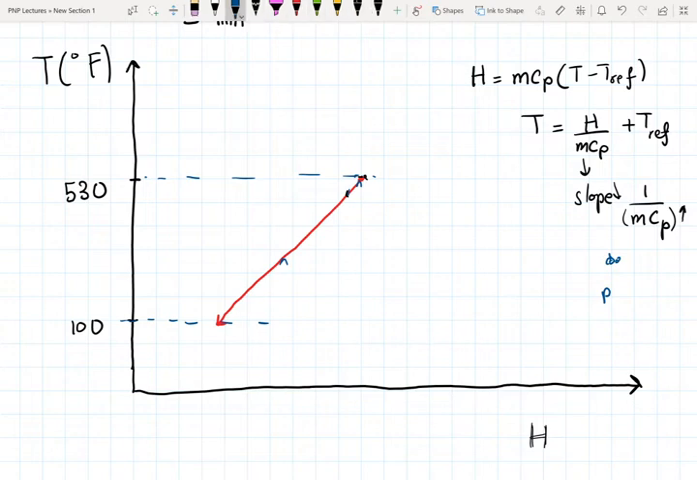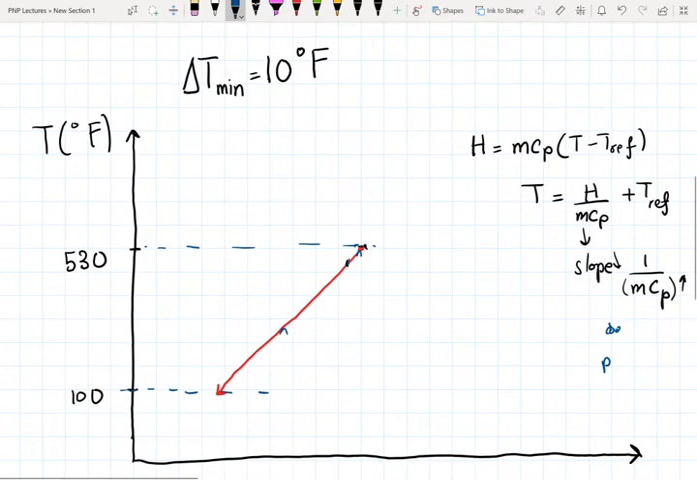So once again, our minimum approach temperature, we've already set that to be 10 degrees Fahrenheit. So our minimum approach temperature is going to occur here. 530 minus 10, that's going to be 520. So the temperature here is going to be 520. And we know that our cold stream must meet the target of 530. And it's going to come down to 100.